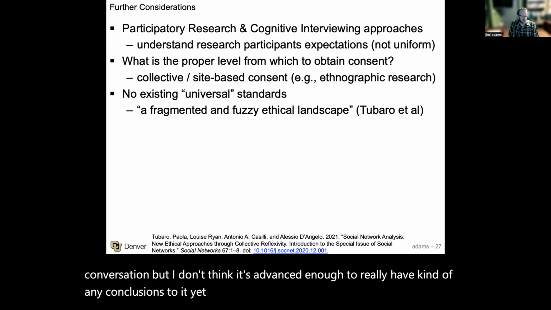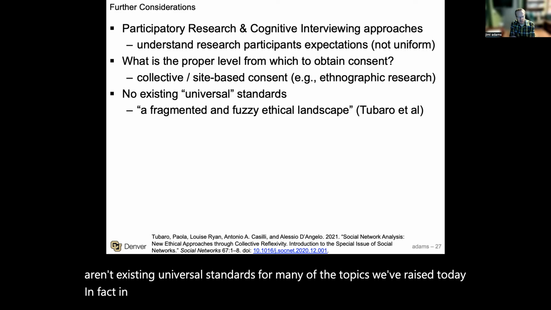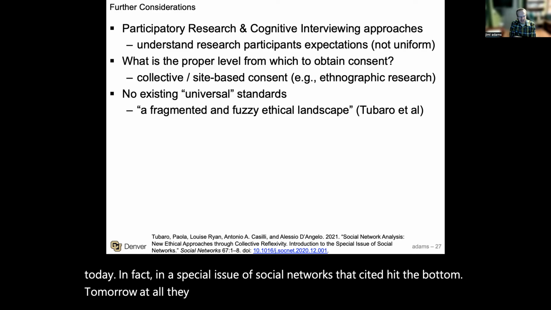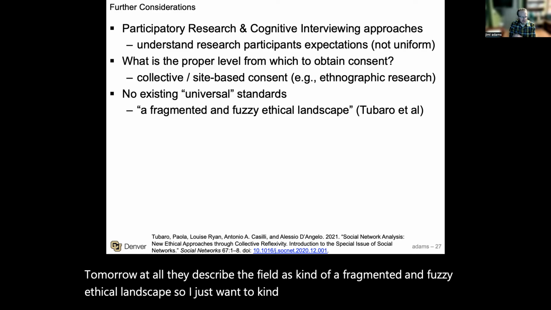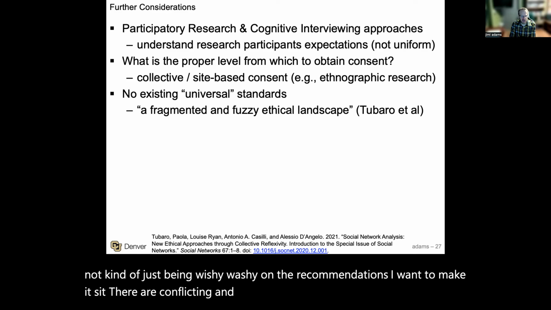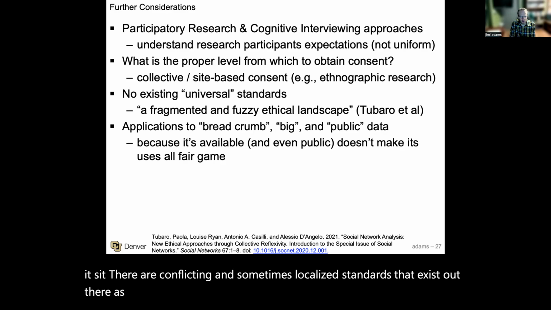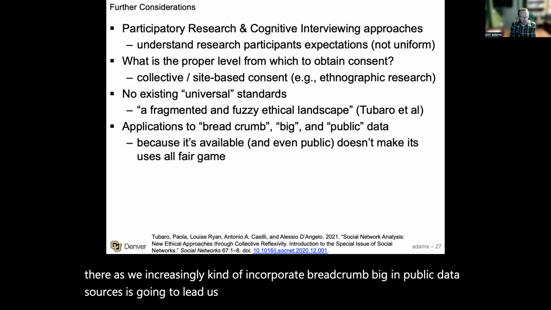As we've said at various times today, there really aren't existing universal standards for many of the topics we've raised today. In fact, in a special issue of Social Networks that's cited here at the bottom by Tabarro et al., they describe the field as a fragmented and fuzzy ethical landscape. So I just want to reiterate that this is the case. I'm not just being wishy-washy on the recommendations I want to make. It's that there are conflicting and sometimes localized standards that exist out there. As we increasingly incorporate breadcrumb, big and public data sources, it is going to lead us to need to rethink some of these things.